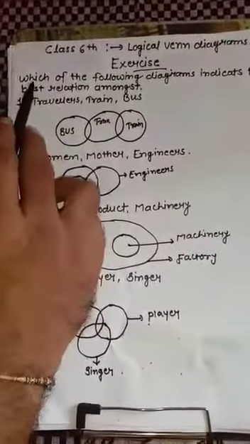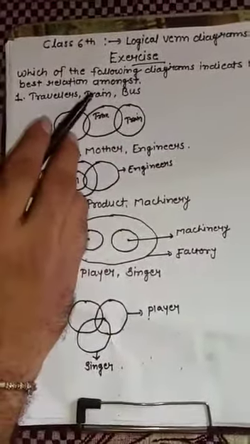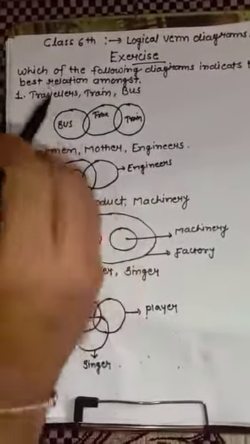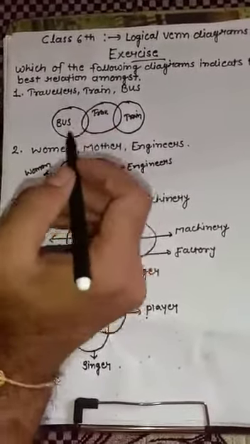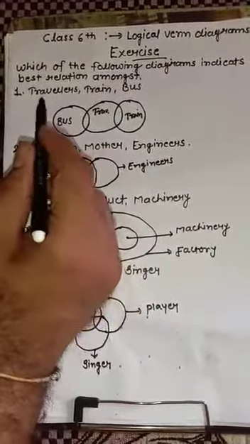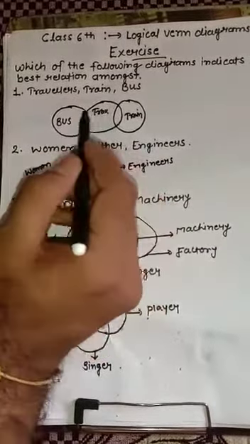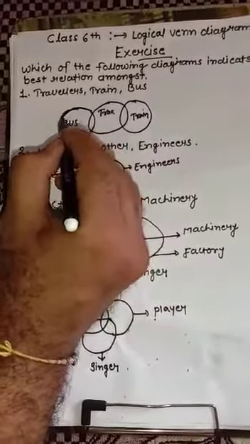The question says: which of the following diagrams indicates the best relationship amongst the given classes. First we'll take the first question, that is traveler, train and bus. We have to create a Venn diagram to show the relationship between travelers, trains, and buses. So, to represent such things, we'll create a Venn diagram like this.